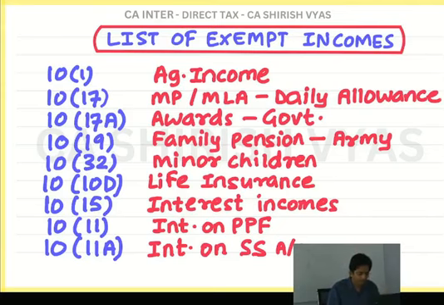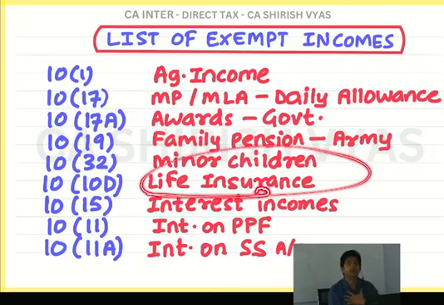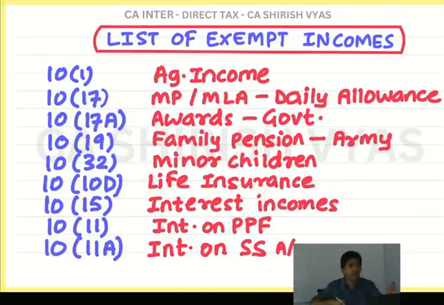Okay. Then life insurance. Tell me who takes life insurance? The one who is worried about death. D for death. 10 D. D for death. And the one who is worried about death, he is taking life insurance. Okay. So D will remind you of death.